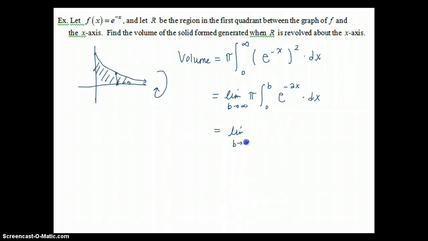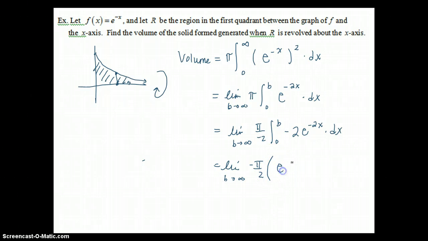Limit as b approaches infinity of negative 1/2 on the outside. So I've got pi over negative 2 from 0 to b, and I put the negative 2 inside to adjust for the u substitution. Now we're going to integrate and get limit as b approaches infinity of negative pi halves, and the integral should be e to the negative 2x evaluated between 0 and b. Now I'm going to plug in.